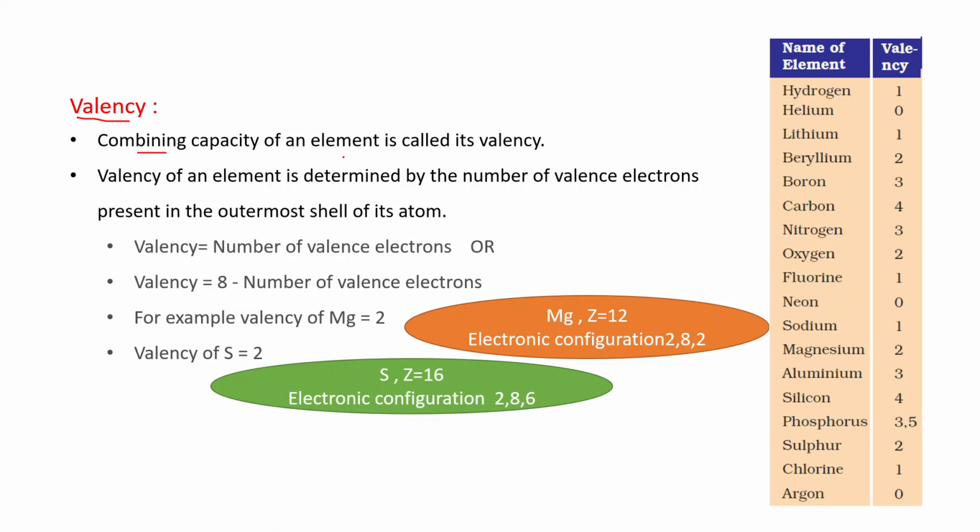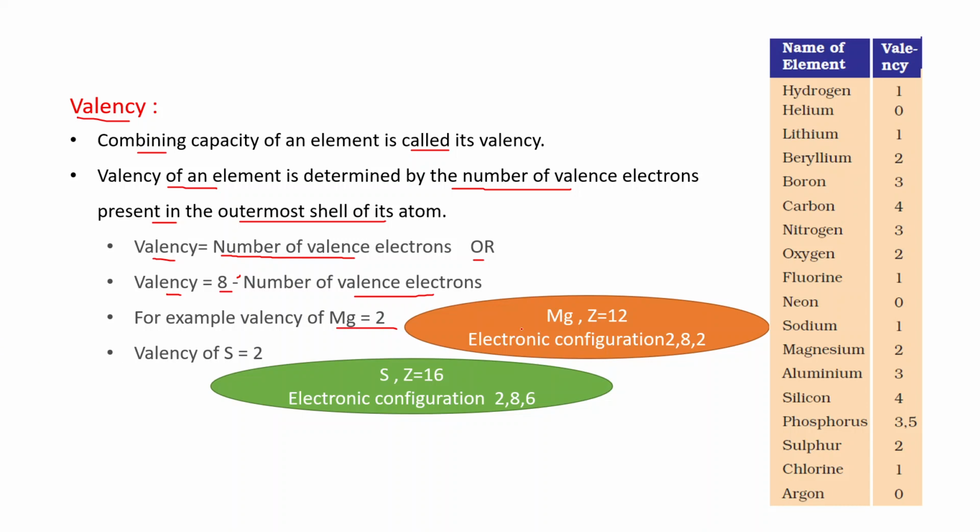Combining capacity of an element is called its valency. Valency of an element is determined by the number of valence electrons present in the outermost shell of its atom. We can say valency is equal to the number of valence electrons, or valency is equal to 8 minus the number of valence electrons. For example, valency of magnesium is 2.